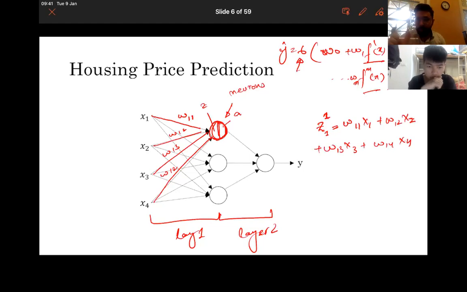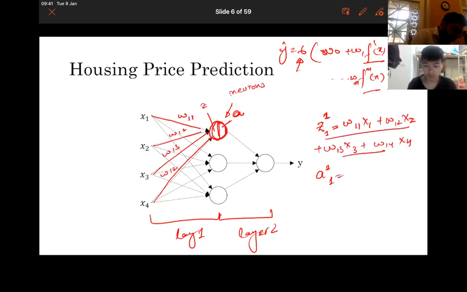After we calculate Z, it is passed through a sigmoid function, just like we pass the summation of bases through a sigmoid function in logistic regression. So the A, which I'm calling activation, A11, would be just the sigmoid of Z11. Okay. This is the output of this neuron.